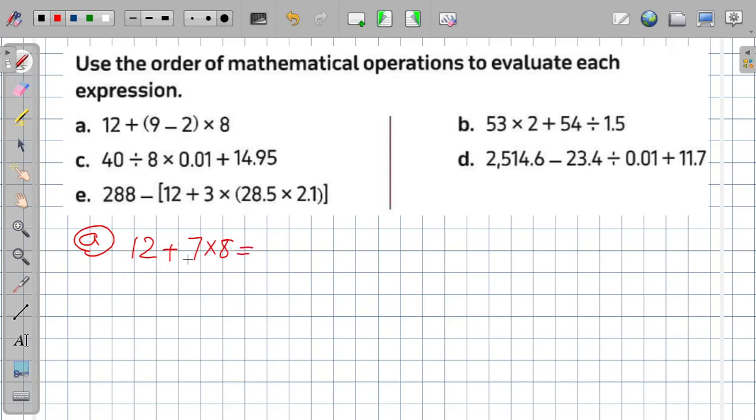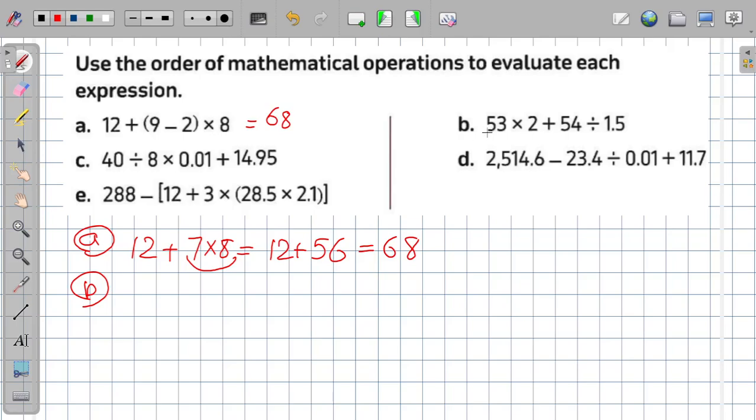So I have addition, I have multiplication. So let's do the multiplication first. So I have 12 plus, and 7 times 8 equals 56. So I have 56. And after that, I will add the two numbers. So I have 2 plus 6 equals 8. And 1 plus 5 equals 6. So the final result will be 68.